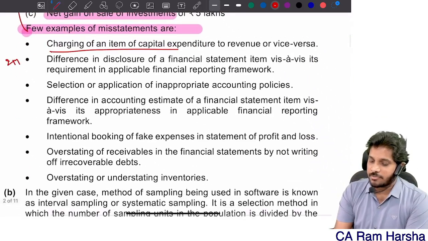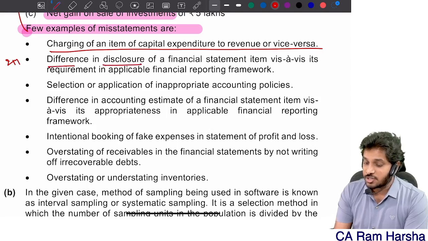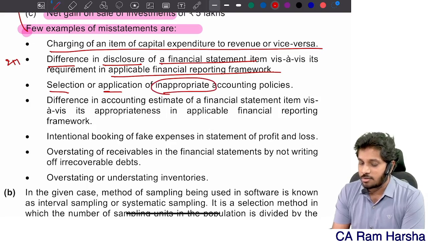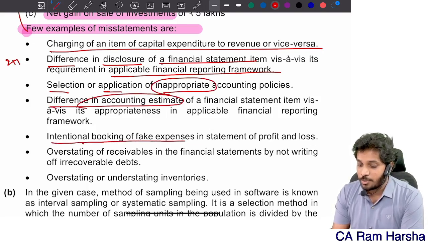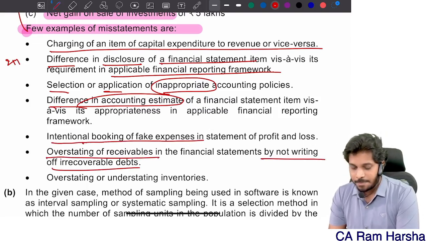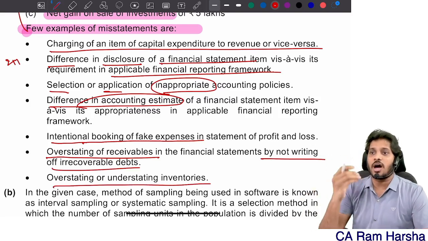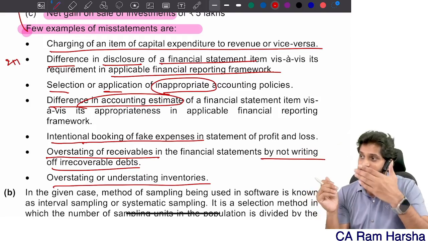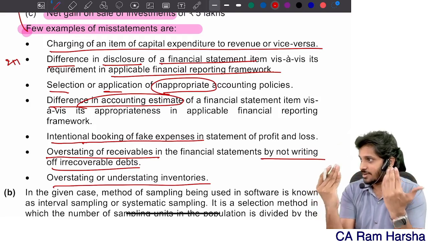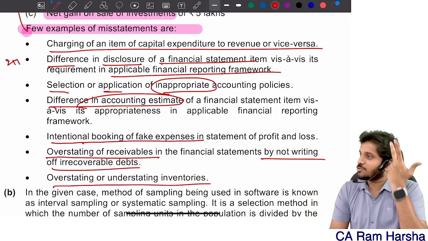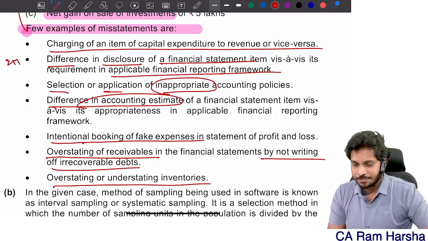Charging an item of capital to revenue, difference in disclosure of financial statements versus the applicable framework, selection or application of wrong accounting policy, wrong accounting estimates, intentional booking of fake expense, overstating of receivables by not writing off bad debts, overstating or understating inventories. You can write many others, whatever in your own words. How misstatement happens in different ways. If you recollect the misstatement example which I said, for amount how a mistake can happen, for classification how a mistake can happen, all those 4 examples you can write directly. Understood? Next.